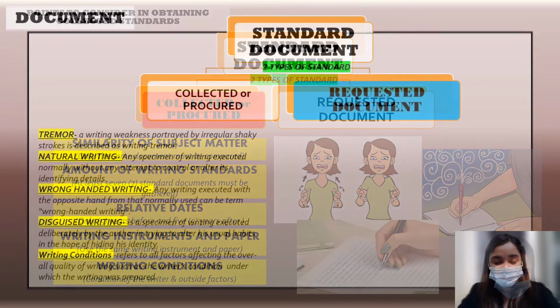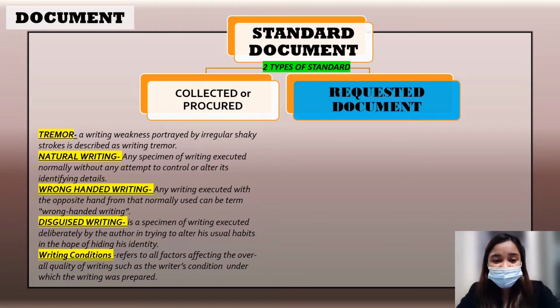Next, the second type of standard document is called requested document. Ano nga po yung requested? This is made upon the request of the investigator or the document examiner. So, here are the basic points to consider in gathering or collecting requested document.